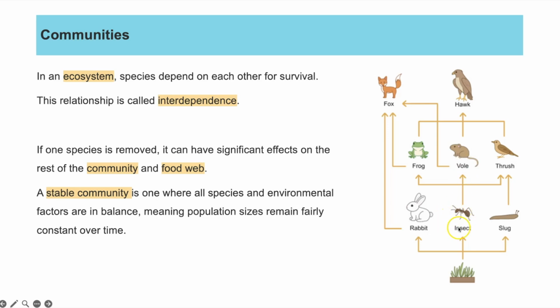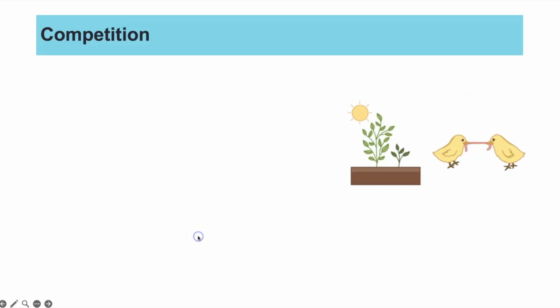But if the insects increase, that means they're going to be eating more grass. So the grass is going to decrease. That's going to affect the rabbits and so on and so on. So it's looking at how if you just remove one species, because they're all interdependent, it's going to have a knock-on effect. And if you have a stable community, that's one where all species and environmental factors are in balance, meaning population sizes remain fairly constant over time.